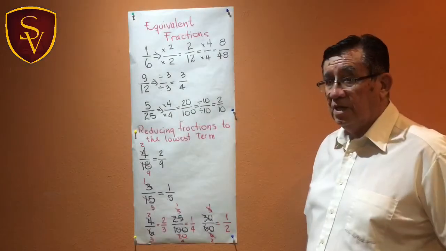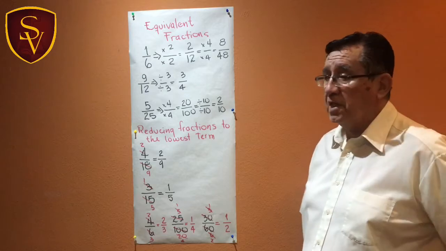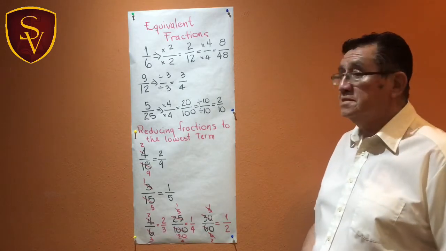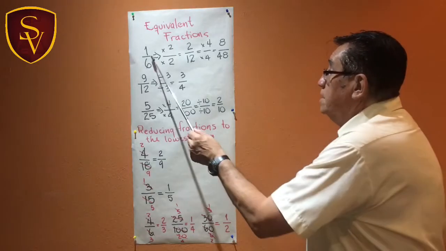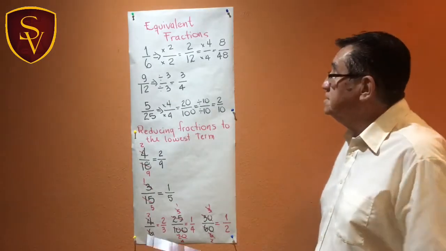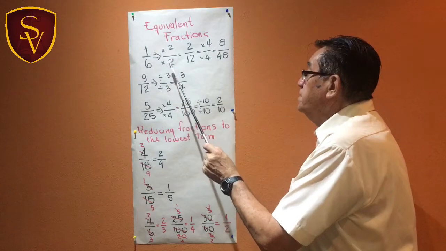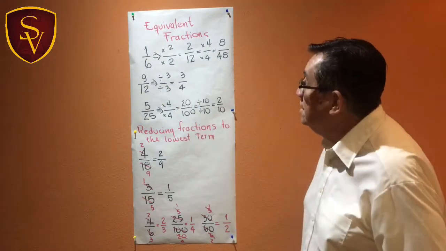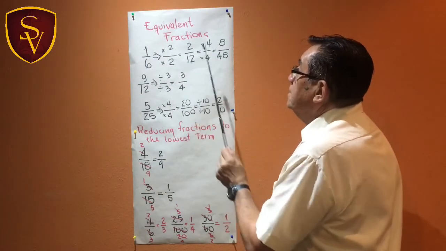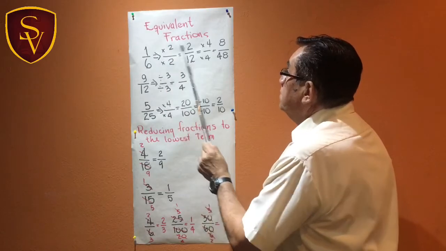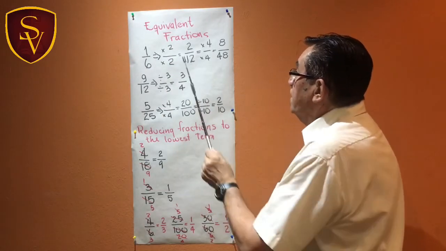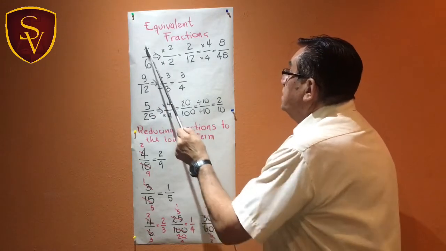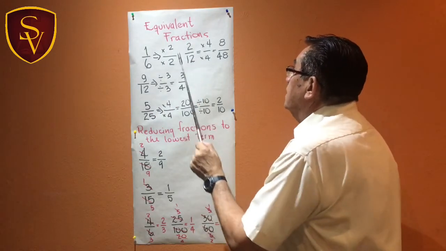Now we talk about equivalent fractions. Equivalent fractions means that we can change a fraction just multiplying the numerator and the denominator by the same number. In this case, we will have 2 times 1 equals 2, 2 times 6 equals 12. Well, 1/6 is equivalent to 2/12.